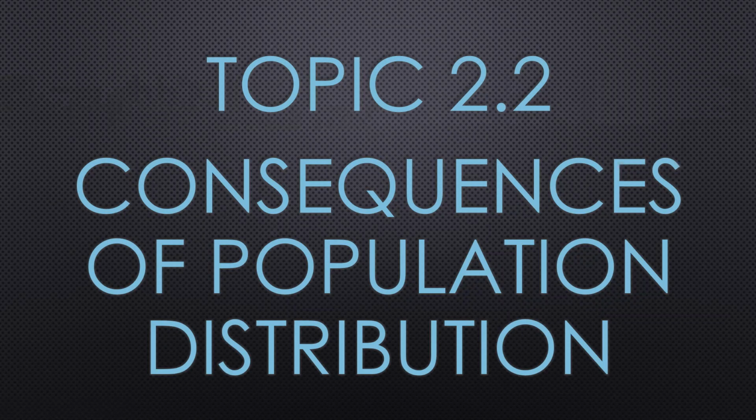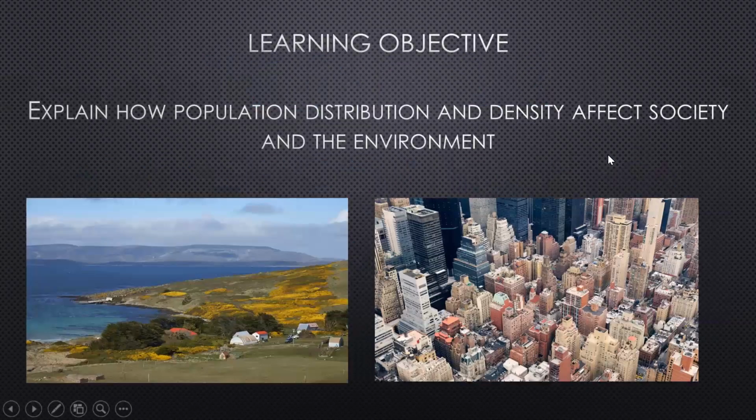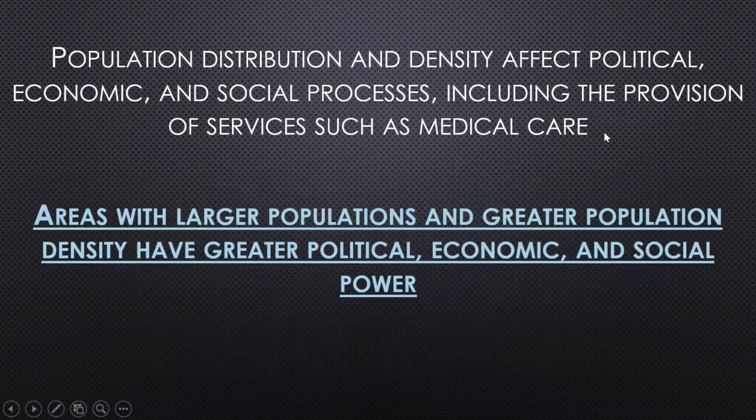And 2 for 1 here, you guys. Topic 2.2, consequences of population distribution. We're going to explain how population distribution and density affects society and the environment. Okay. So population distribution and density affect political, economic, and social processes, including the provision of services like medical care. And generally speaking, areas with large populations and greater population densities have greater political, economic, and social power than those countries with lower population density, so those that are more distributed, more dispersed.